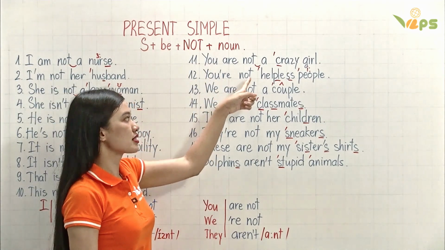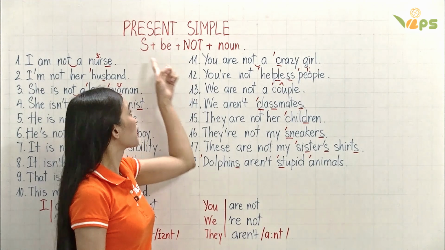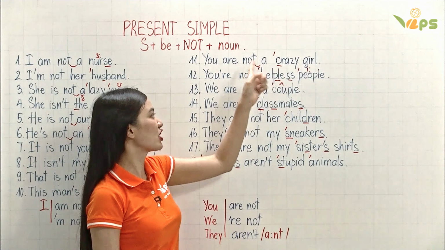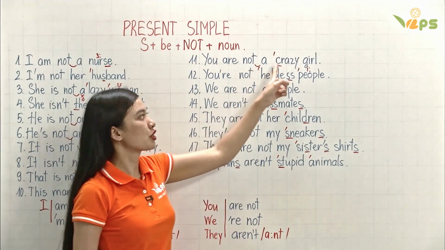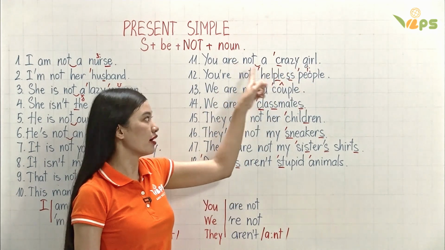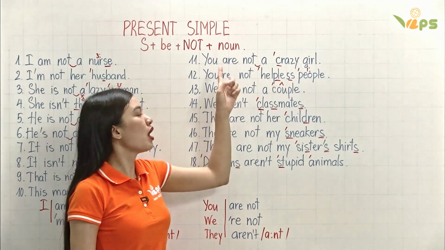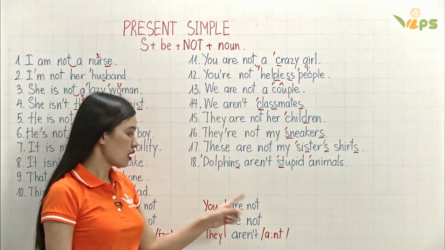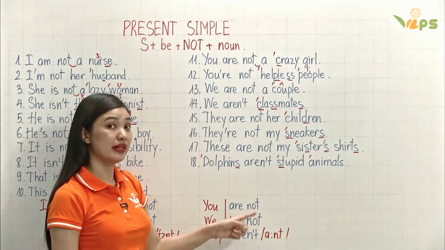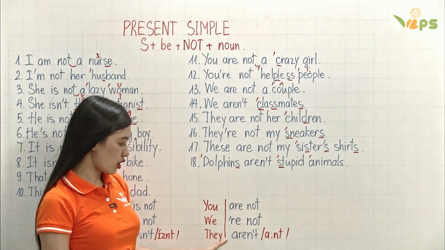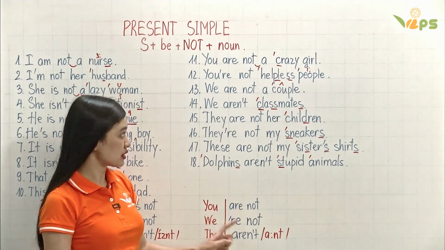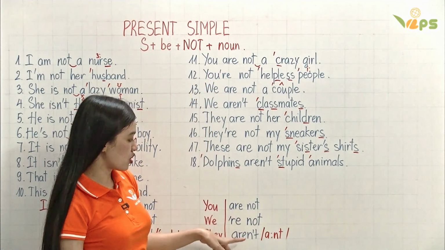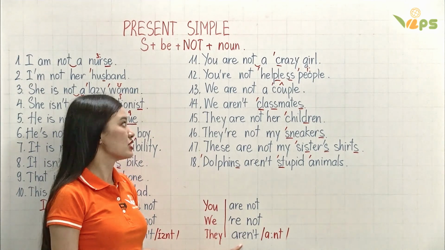You are not a crazy girl. You, subject, are, be, not, and then a crazy girl now. A crazy girl. Not a crazy girl. You are not a crazy girl. You are not. Or I can say you're not. Or you aren't. So I can say you're not a crazy girl, or you aren't a crazy girl.